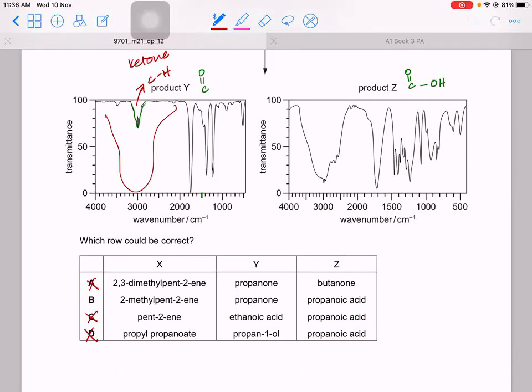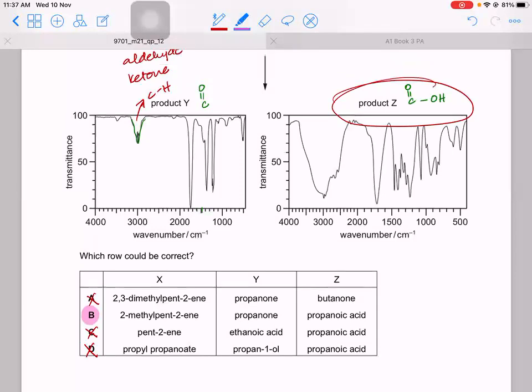Clear? Do you see? Just by identifying Z and Y, you have solved the question. You have eliminated everything else, and therefore your answer is B. You don't really have to bother.